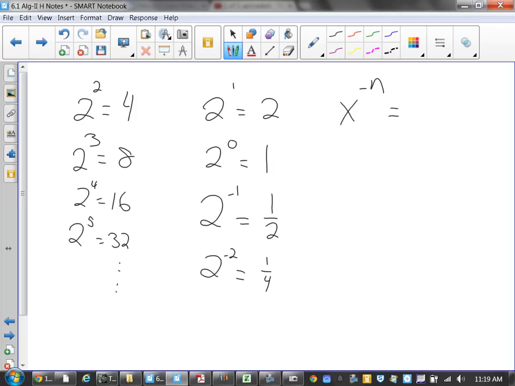Anything raised to a negative exponent, it's not happy where it is. When it's not happy where it is, it needs to change its spot. x to the negative n is in the numerator. It's not happy there, so it becomes 1 over x to the n. That's how it becomes happy. Likewise, if it's a negative exponent in a denominator, it's not happy there, is it? Where would it be happy? The numerator.